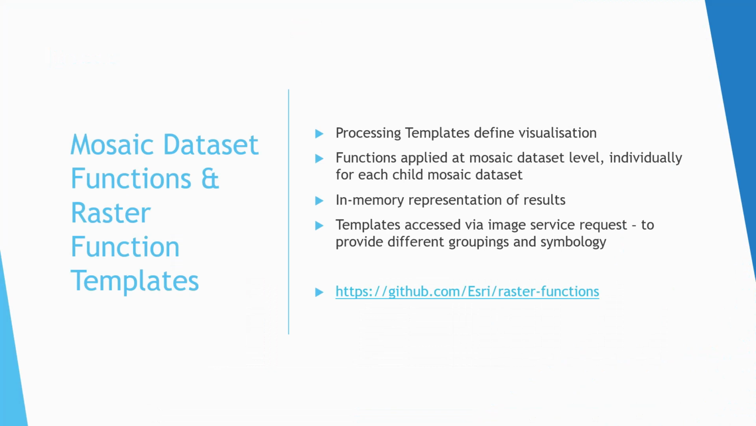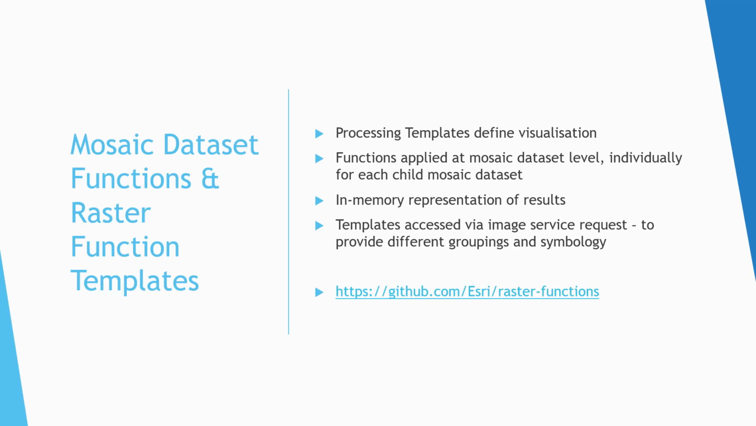Raster functions can be used to associate processing workflows with a Mosaic dataset. When a Mosaic dataset is published as an image service, you can associate a raster function chain with it, and this will then be used to provide server-side processing when a user requests a template to be used. So it represents the results in memory. This enables users to switch between different representations of one and the same dataset simply by activating that function from the web viewer or from another client such as ArcGIS Pro.